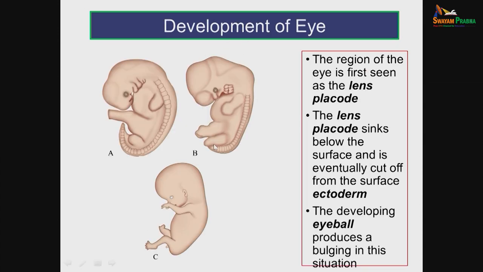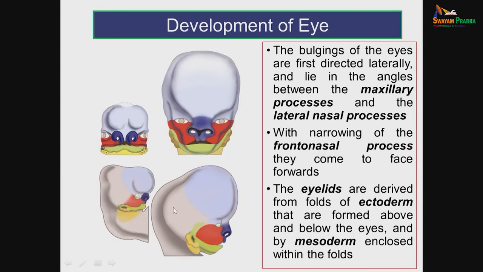Coming to the development of the eye, the region of the eye is initially seen as a lens placode. I told you the lens placode lies cranial and lateral to the nasal placode. The lens placode sinks below the surface and is eventually cut off from the ectoderm. The developing eyeball produces a bulging in this situation. The bulging eyes are initially directed laterally. They lie in the angle between the maxillary process and the lateral nasal process, which is the angle I am pointing out.